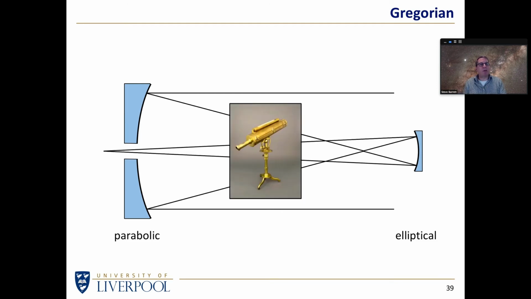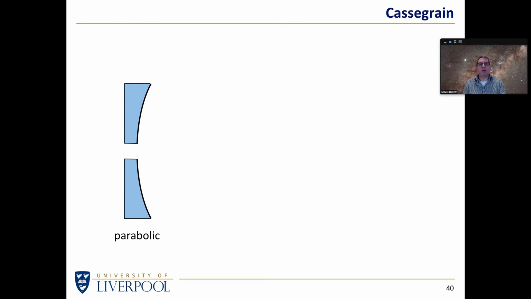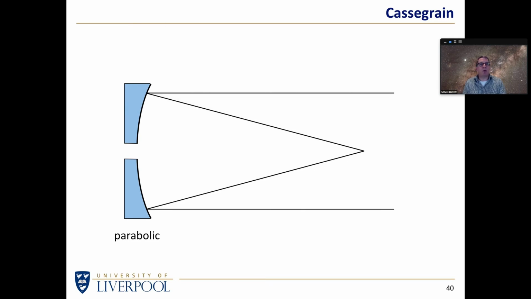Now, Gregorian telescopes are not that common. They were very popular in their time, but the idea of an elliptical mirror there has been superseded by a different way of getting around the same problem. Again, we have light hitting the parabolic mirror coming to a focus, but instead of letting the light go beyond that focus and hit an elliptical mirror, there is an alternative.